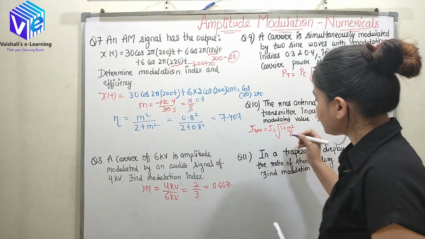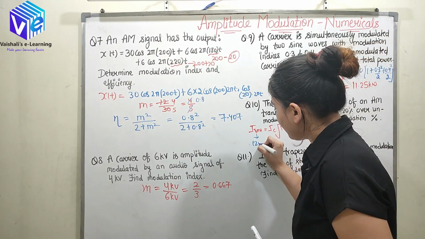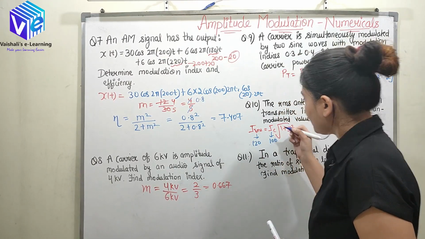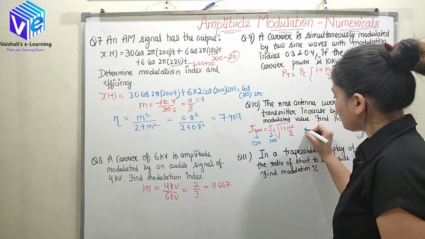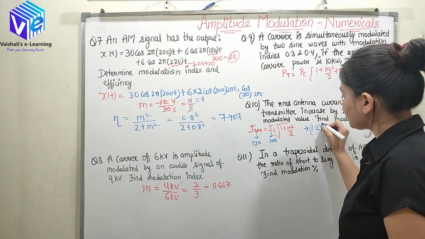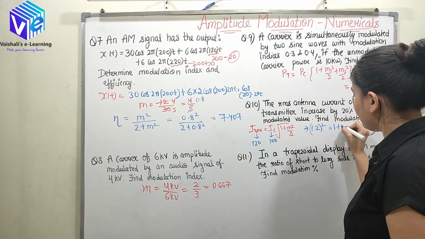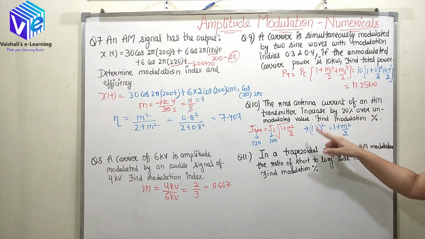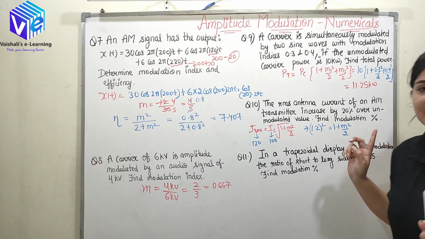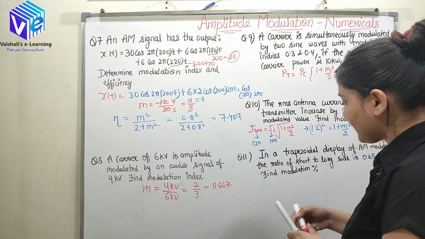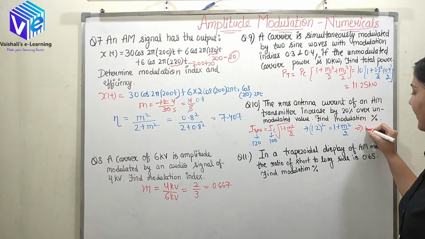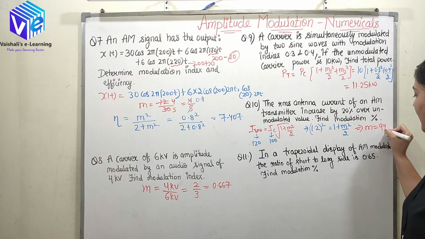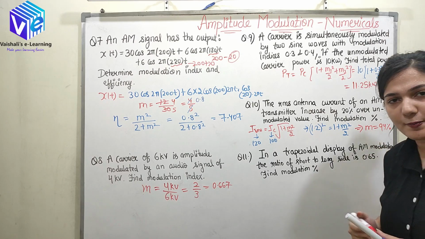So it is the increase. I_RMS upon Ic, so it is 120 upon 100. So I_RMS upon Ic will be 1.2. Let's square it. So here I'll have 1 plus m squared upon 2. Now I can easily simplify this equation. I just have one variable, that is m. So now you will simplify it and find out m. m will be equal to 94%.